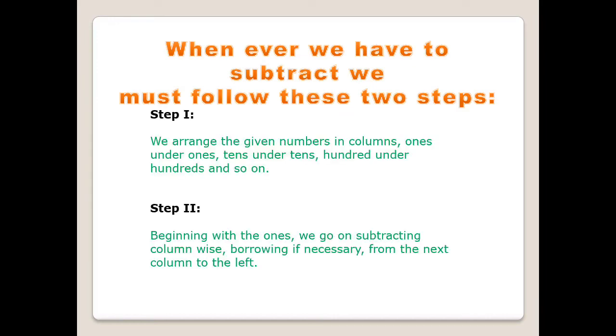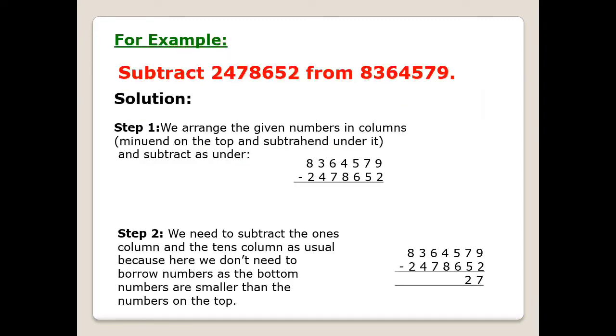Step 1. We arrange the given numbers in columns, ones under ones, tens under tens, hundreds under hundreds, and so on. Step 2. Beginning with the ones, we go on subtracting column-wise, borrowing if necessary from the next column to the left. That means whenever we have to do the subtraction, we can borrow from the next column. Now let's understand by taking an example.